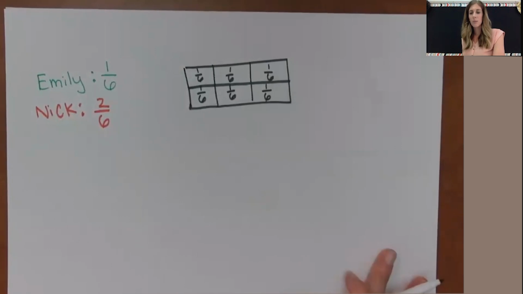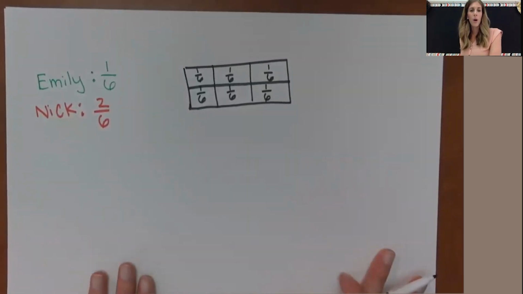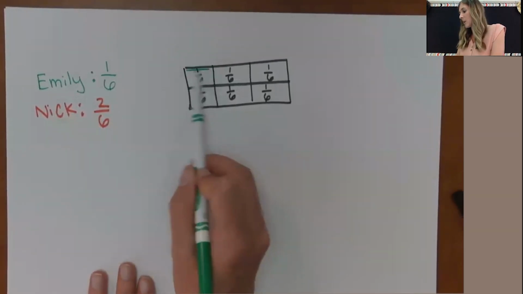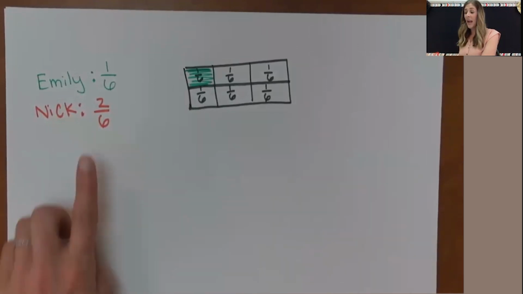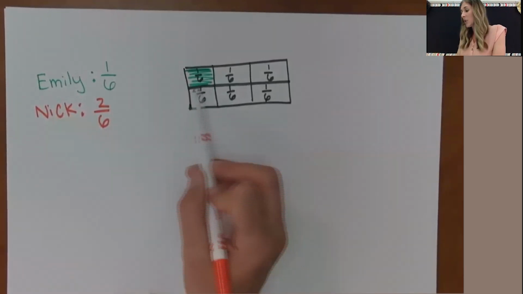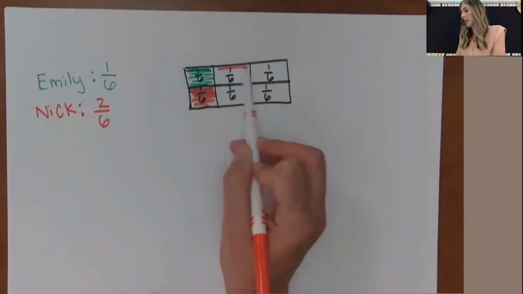And now I'm going to do some shading to model what part of the bag each person ate. So Emily ate 1/6, so we're just going to shade 1/6 spot. Nick ate 2/6, so we need to shade 2 of those 1/6 spots.